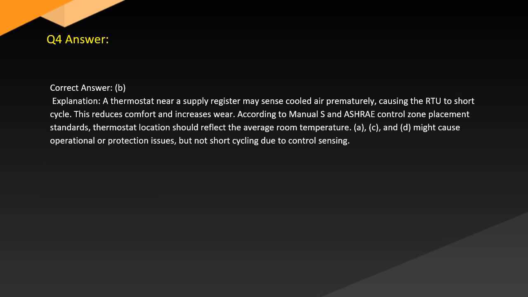Answer. Correct answer: B. Explanation. A thermostat near a supply register may sense cooled air prematurely, causing the RTU to short cycle. This reduces comfort and increases wear. According to Manual S and ASHRAE control zone placement standards, thermostat location should reflect the average room temperature. A, C, and D might cause operational or protection issues, but not short cycling due to control sensing.